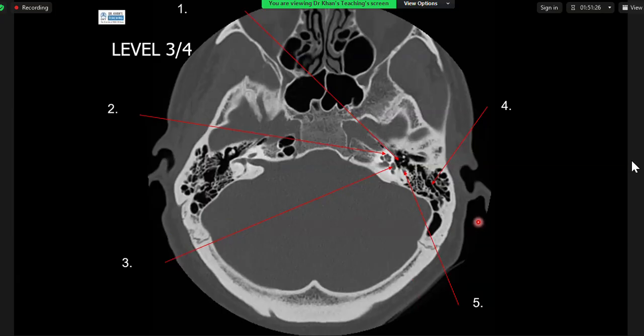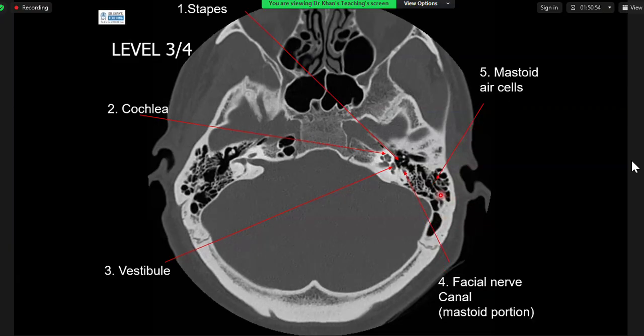Time begins. Last 5 seconds. So now, if you stretch your imagination, you can see the stapes here. Actually, the technique to see the stapes in your day-to-day practice is to slightly change the window. Instead of the classical bone window, make it slightly soft tissue and you will see it better. But with a stretch of imagination, you can see it. So this is the vestibule, and anteriorly is the flower, which is the cochlea. This is the mastoid air cells, and here is the facial nerve canal, which is the mastoid portion. So this is the descending portion of the facial nerve canal.